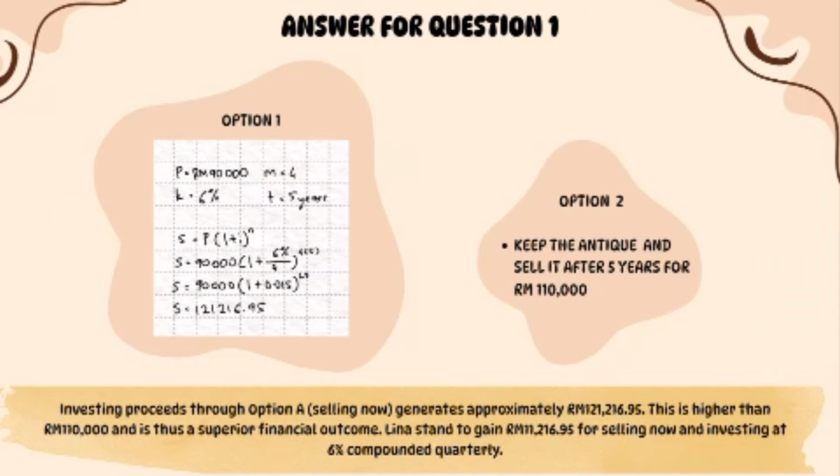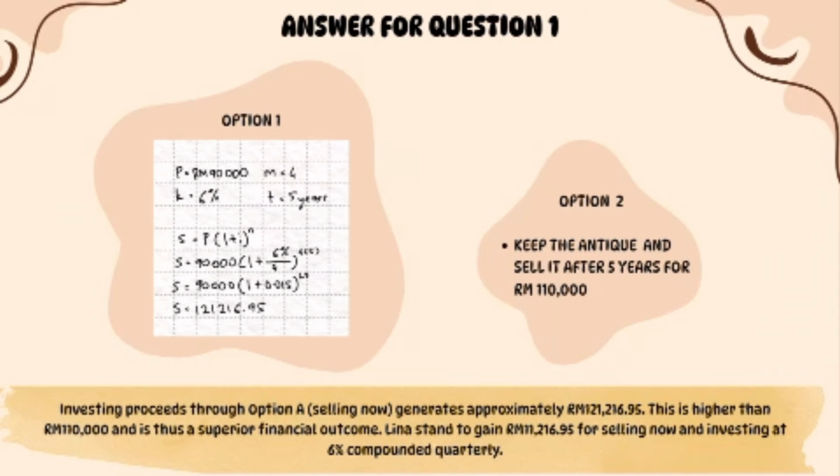We insert the information into the formula, and we get S equal to 90,000, open bracket, 1 plus 6% divided by 4, close bracket, to the power of 4 multiplied by 5. And we set the equation into the calculator, and we get S equal to 121,260 ringgit and 95 cents.